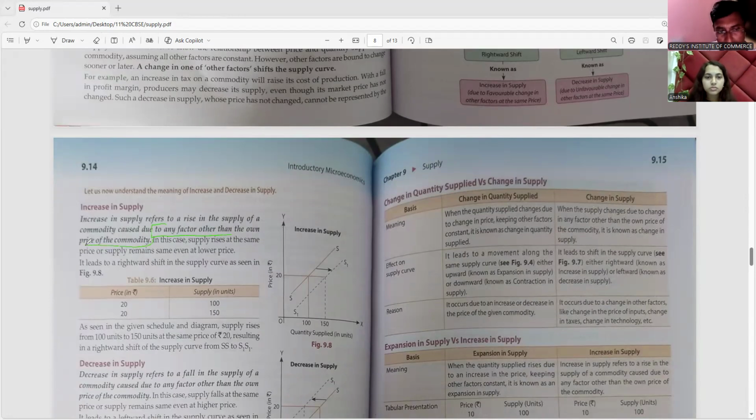the own price of the commodity. In the earlier case, we have seen that price remained the same, but other factors were changing. That is why supply was increasing or decreasing. But in this scenario, price remains the same, but other factors are changing. That is why supply is also changing. This is another major factor. Let's see one by one.